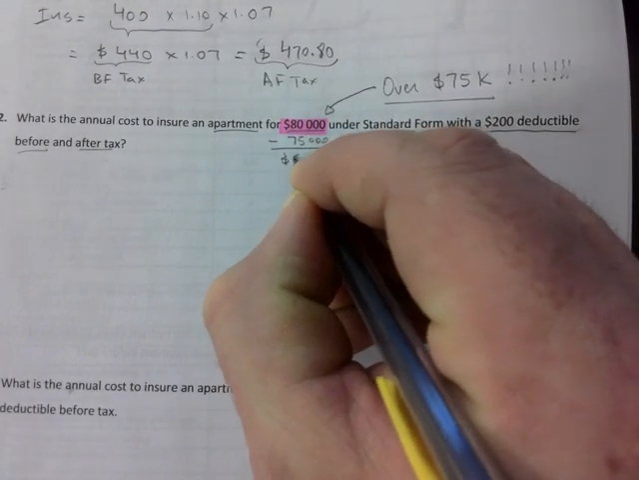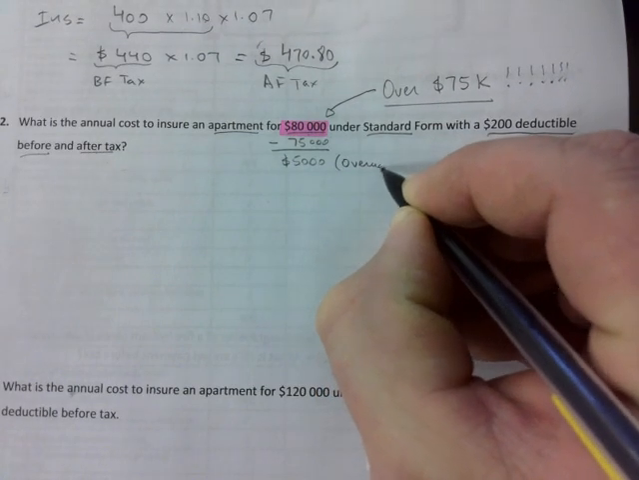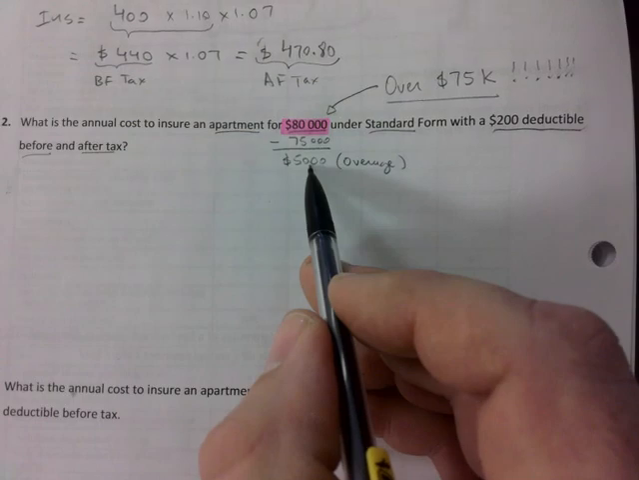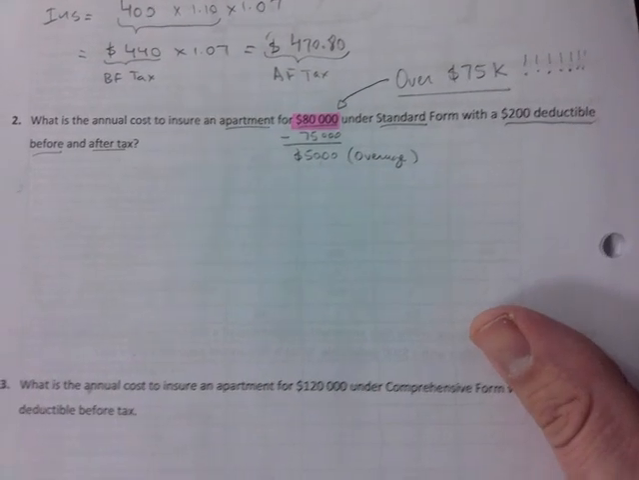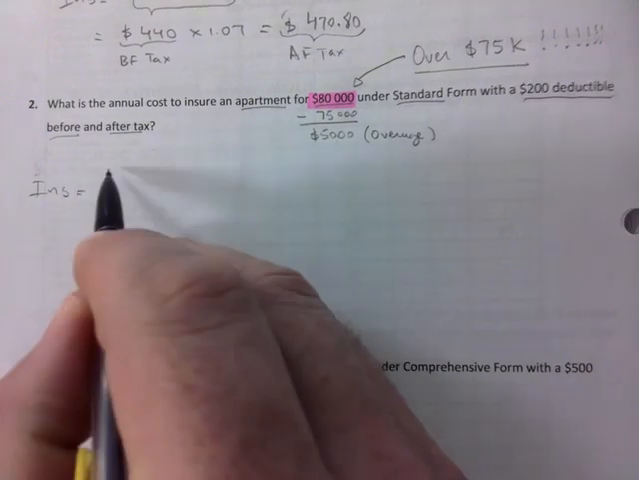So it's $5,000. This is what I call overage, that weird word that some of you are like, does it mean coverage or overage? I mean overage. Like you're over 75,000 by this much. You need to purchase additional insurance. So here we go. Scary, but not really.